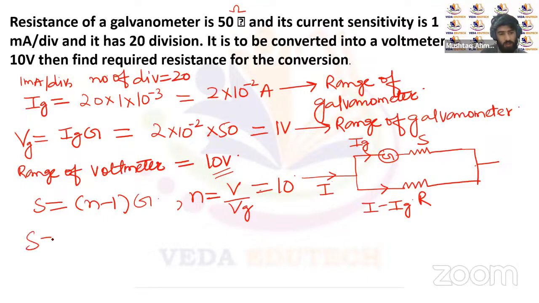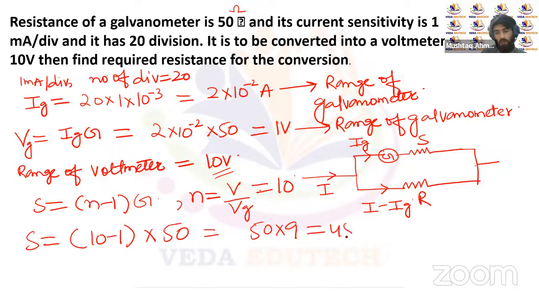So the resistance required for this conversion is 10 minus 1 multiplied by G. G was the resistance of galvanometer, that's 50. So it will be equal to 50 multiplied by 9, that will be equal to 450 ohms. So the resistance required for the conversion of this galvanometer into voltmeter will be 450 ohms, right? 450 ohm is the required resistance for this conversion.